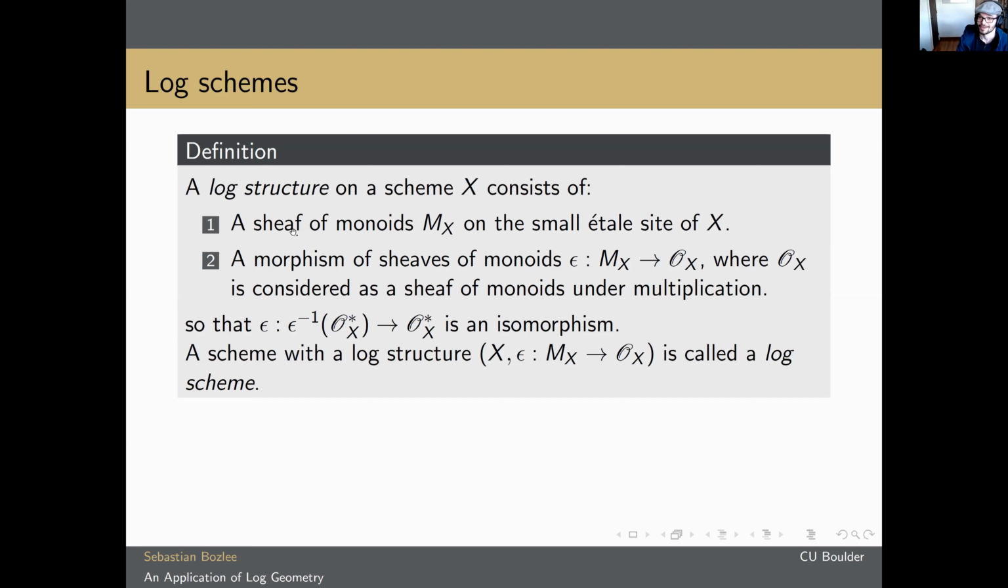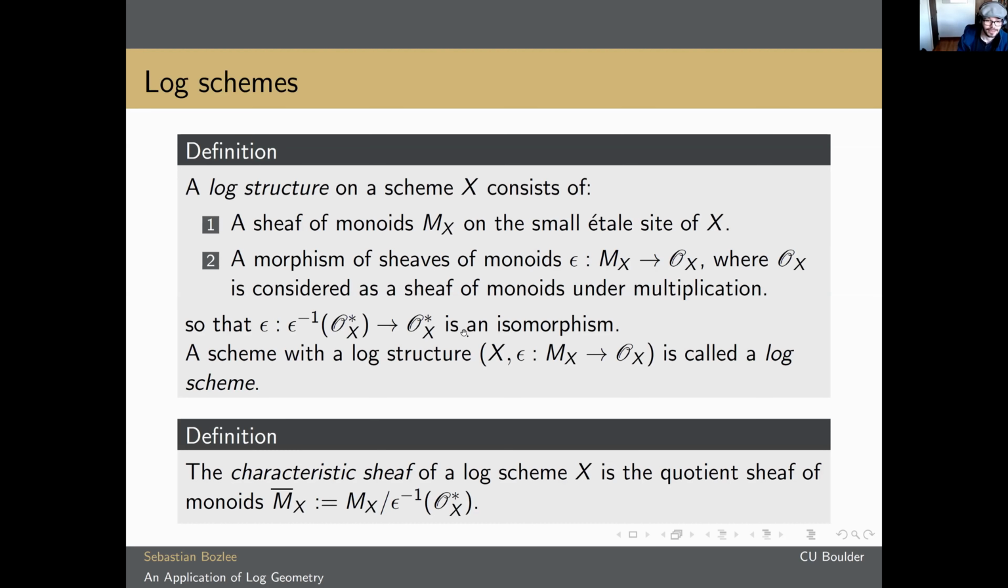If sheaves are new to you, just think a whole bunch of monoids. And then this is going to be on the small étale site of X. This is better than the Zariski topology if you're working with singularities in the way that I am. Then in addition to the sheaf of monoids, we need some way that it's related to our actual scheme. So we'll have a morphism that does that, and then we'll have a condition on that morphism. It needs to be an isomorphism on the units. Okay. So once we have this data, a whole bunch of monoids and the way that they're related to our actual scheme, we'll call that package a log scheme.